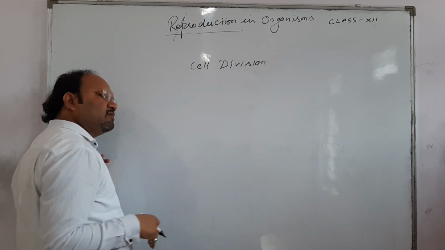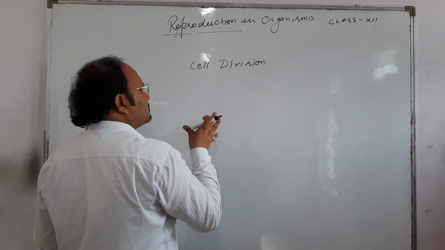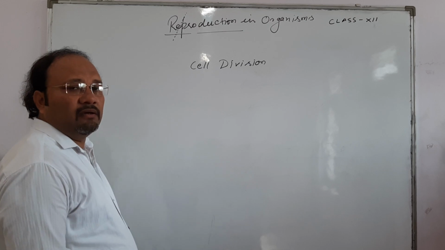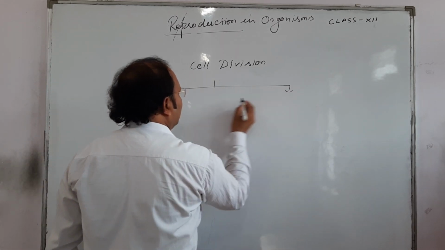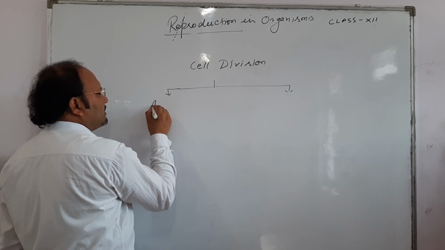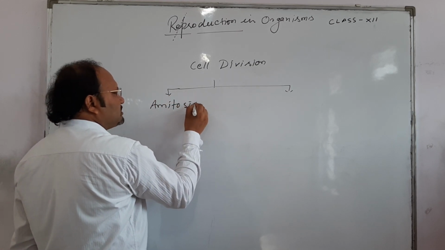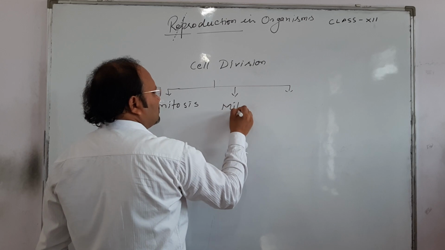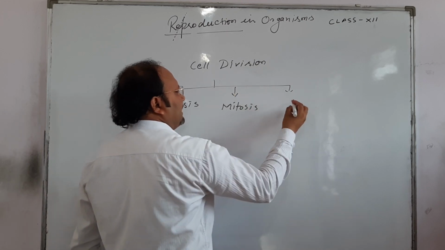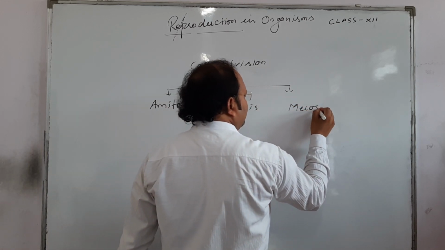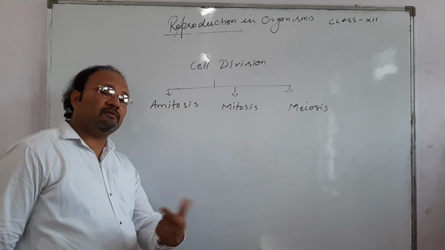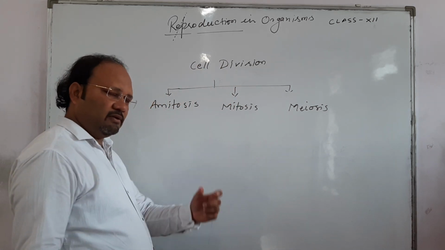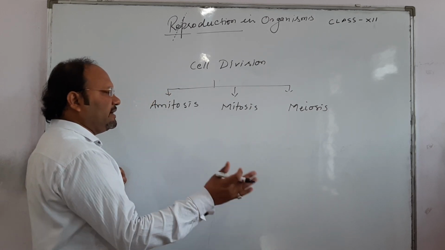I am going back to the previous class, because it has great importance in the study of reproduction. We have studied in class 11 that there are different types of cell division like amitosis, mitosis and meiosis. Do you remember that? If you do not remember, go back to your books of the previous classes, there you will find all these topics.